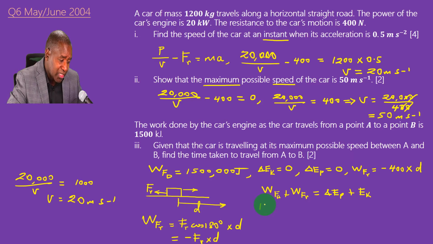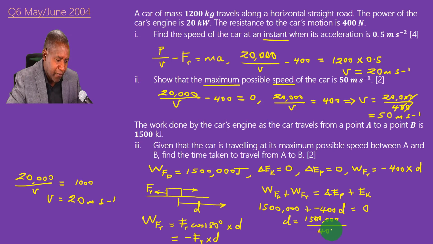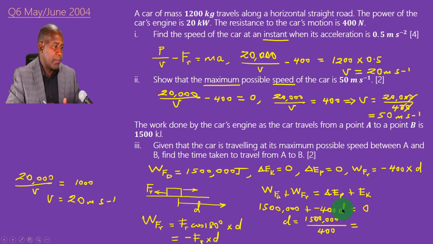We've already been told that this is 1,500,000. This is negative 400D. And on the right-hand side, we've got 0. Of course, you can see that D will be equal to 1,500,000 divided by 400. I'm running short of space here, but not to worry because everything is taken care of.